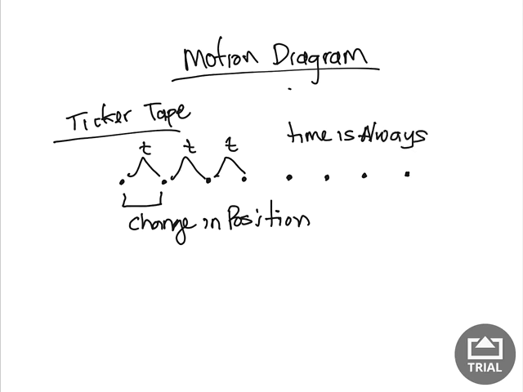And what do I mean by it's always the same? If it took 1 second to go from the first dot to the second dot, then you should take another second for the second one, another second for the third one, and so on and so forth. That is one thing you always have to remember when dealing with a motion diagram. Now I'm going to give you some examples of motion diagrams so you guys can practice.